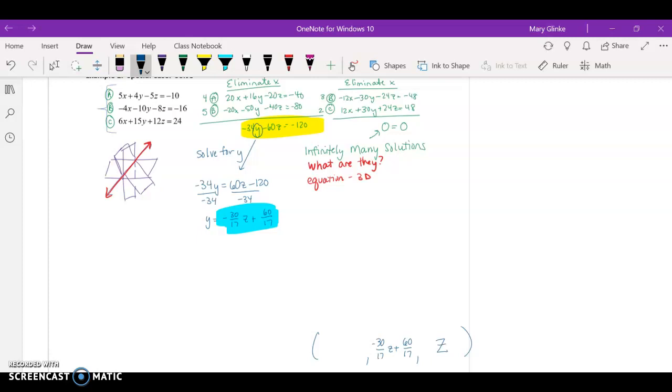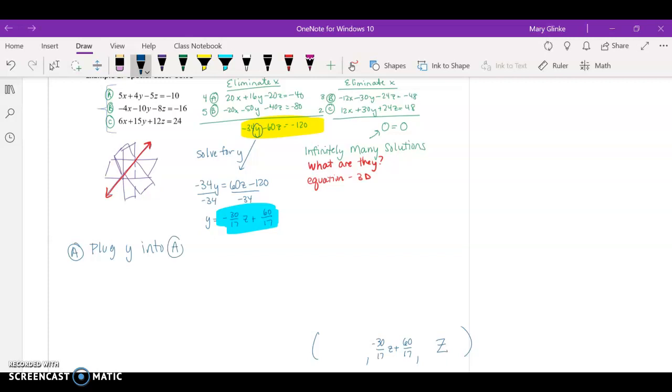And so normally it's x comma y comma z. Since y is in terms of z, we write the z over there. And now what we want to do is get x in terms of z. So we're going to pick any equation, and I'm going to go back to equation A and plug y into A.